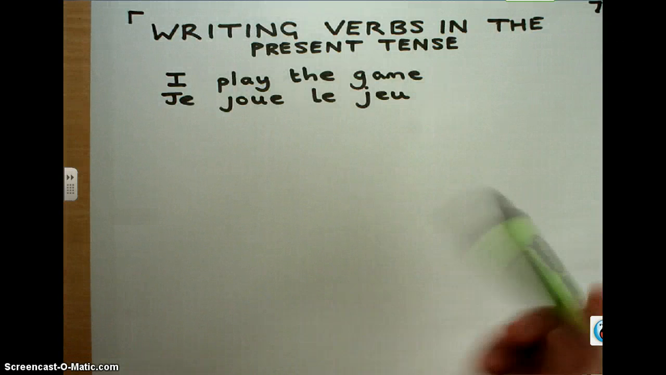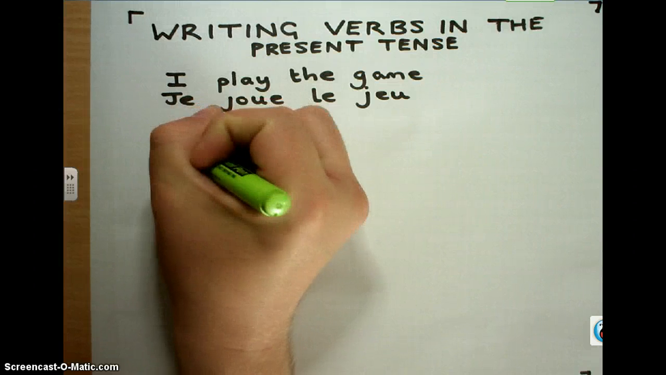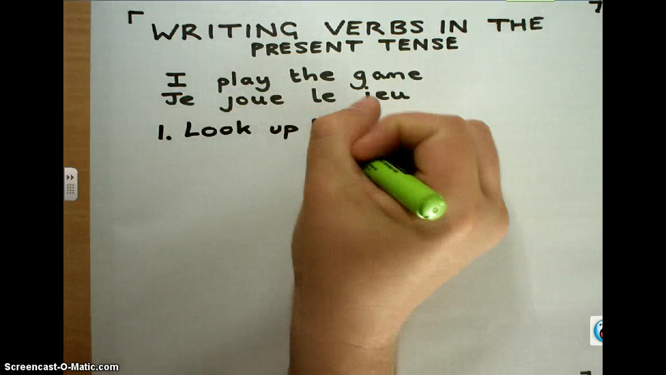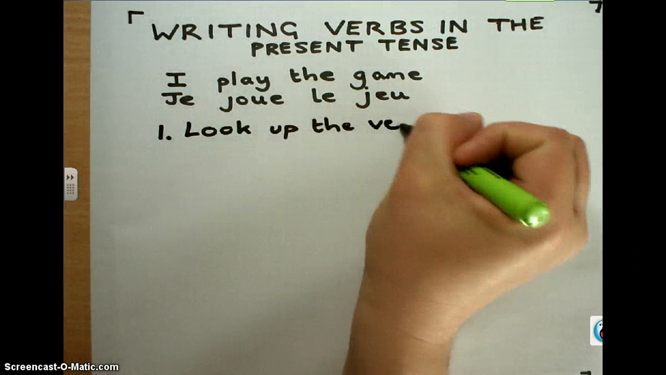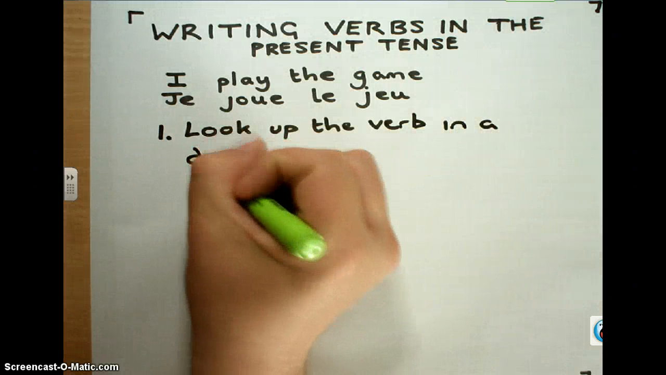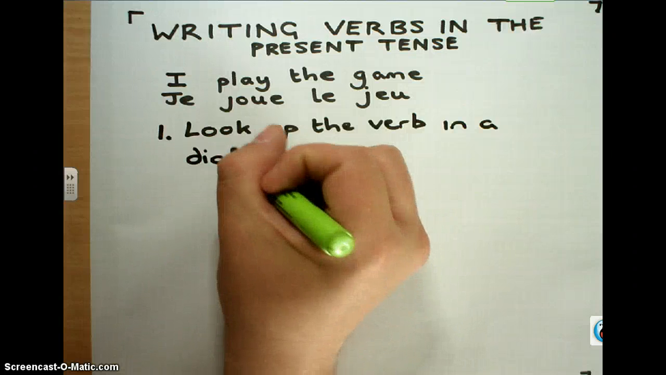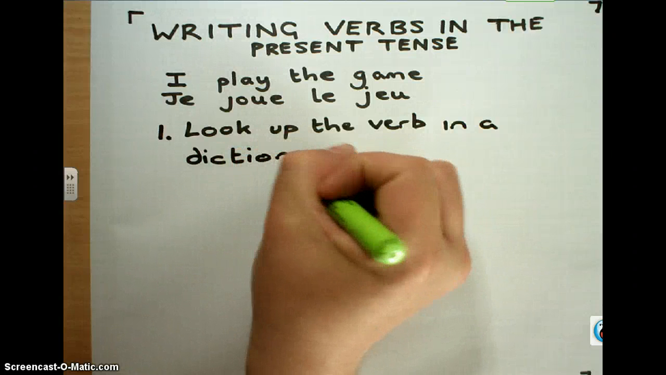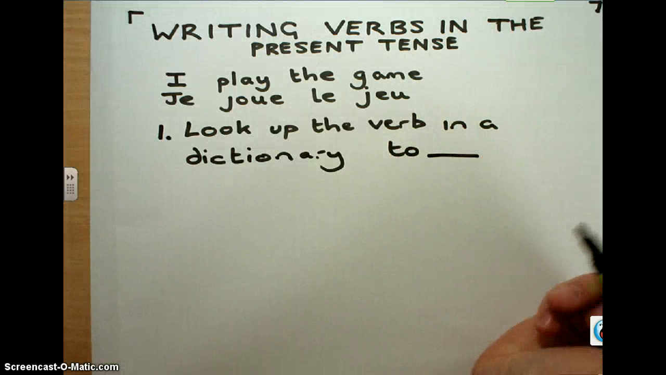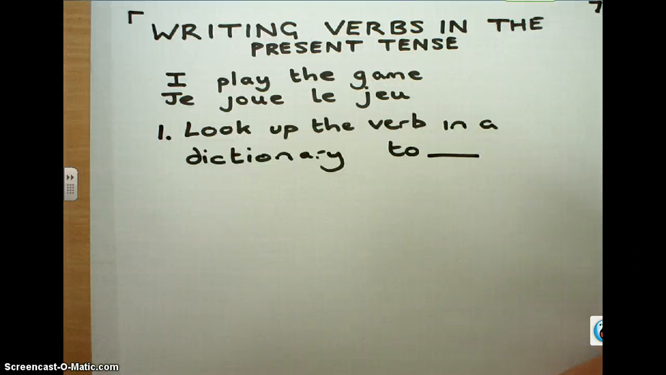The first thing we do when we start by finding verbs to make sentences is we look up the verb in a dictionary. Now, that seems fairly straightforward, but we can't just look up eats or plays or drinks. We always have to look up the word in the form "to" something. So if I was saying she eats, I would look up eat, as in to eat. So let's have a look in our dictionary and see if we can find our verb to play.